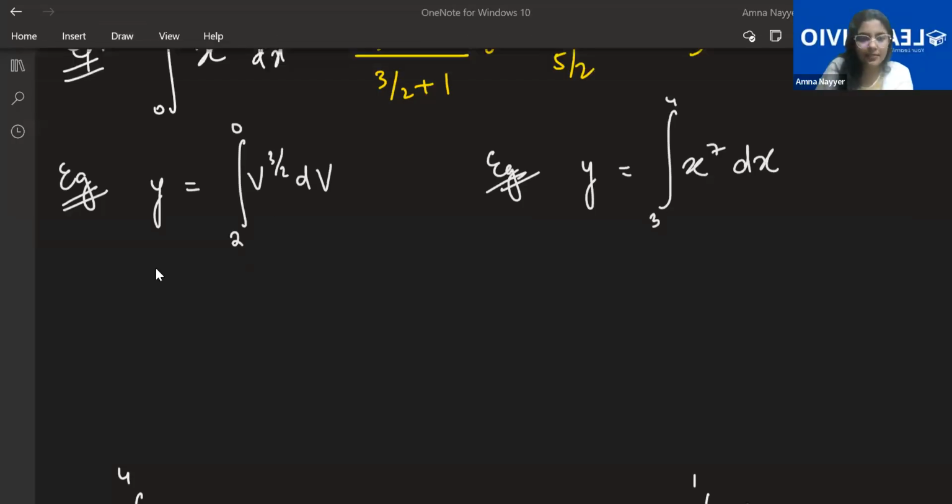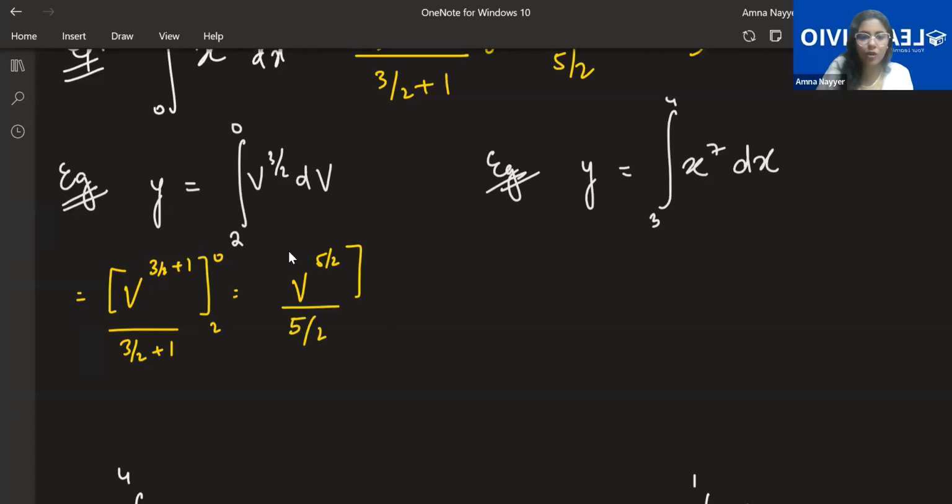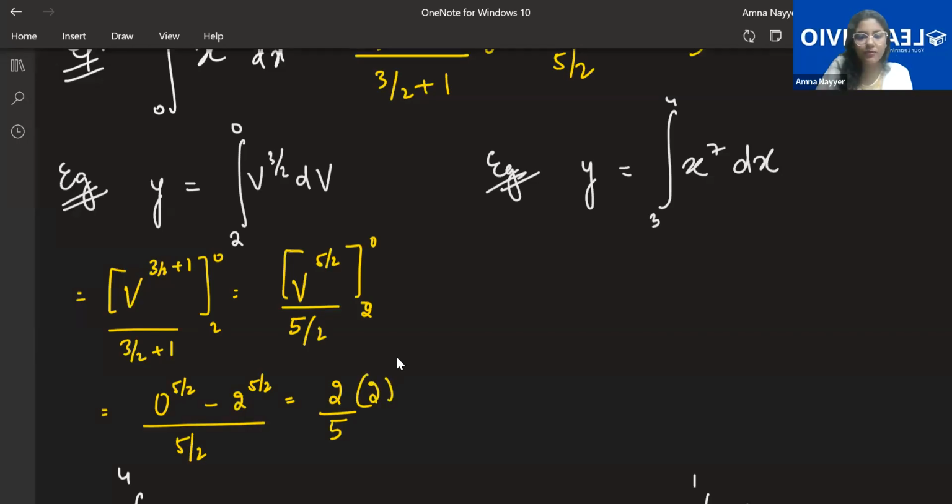See, Safa, let's discuss this. This will be 3 by 2 plus 1 divided by 3 by 2 plus 1, from 2 to 0. Now, 3 by 2 plus 1 is 5 by 2. So here we will get 5 by 2, from 2 to 0. See, 0 to the power 5 by 2 minus 2 to the power 5 by 2 divided by 5 by 2. Answer will be 2 by 5 into 2 to the power 5 by 2.